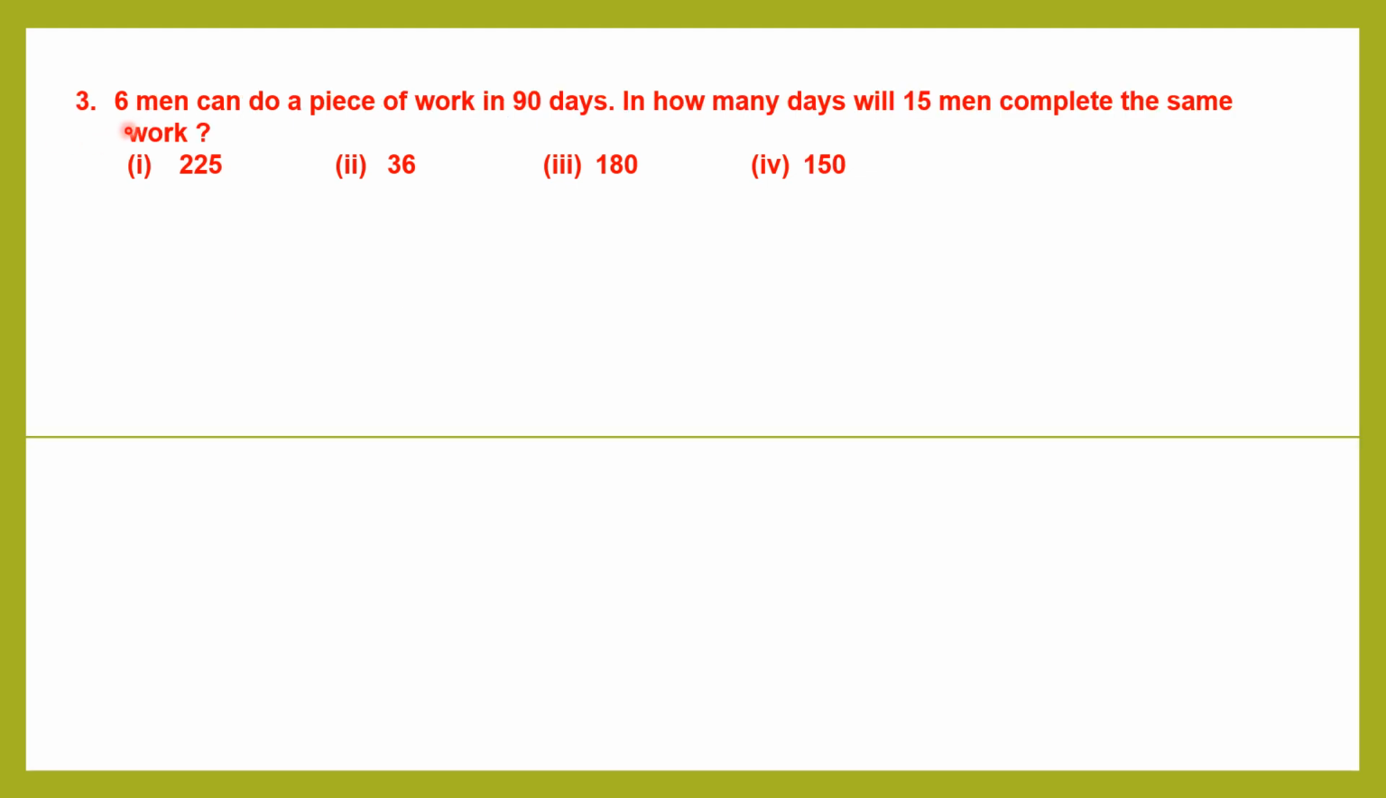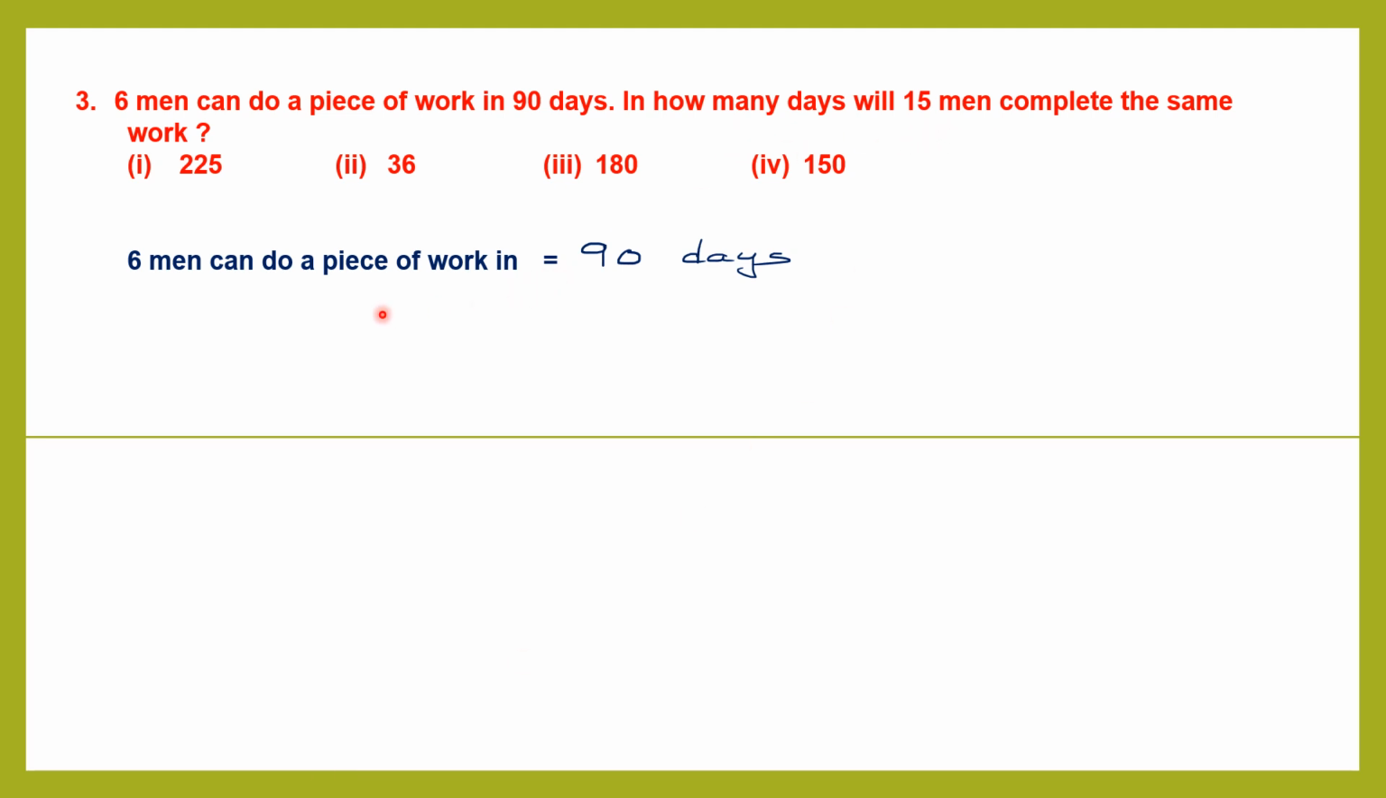Question 3. 6 men can do a piece of work in 90 days. In how many days will 15 men complete the same work? Now there are two ways of doing it. I'll show you both the ways and you can decide which one is easier for you. Okay, let's read this again. 6 men can do a piece of work in 90 days. Let's write that statement. 6 men can do a piece of work in how many days? 90 days. Now we have been asked to find in how many days will 15 men complete.